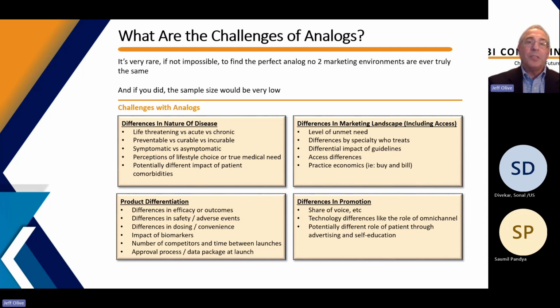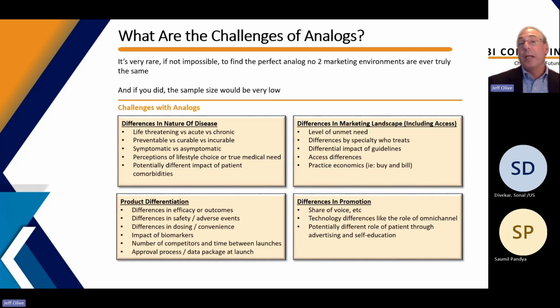So if we look at the nature of the disease, things can be very different. Some diseases are life-threatening, others are acute, others are chronic, and that's going to impact treatment choices. So if we talk about oncology for just a moment, obviously it can be a life-threatening disease. And we do see that patients who have cancer, unfortunately, are asked to tolerate side effects that are much worse than someone with, say, diabetes or high cholesterol. Some diseases are preventable or curable or incurable. And again, that's going to affect our choices. It might also affect our analog selection.